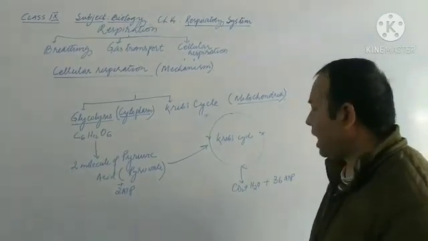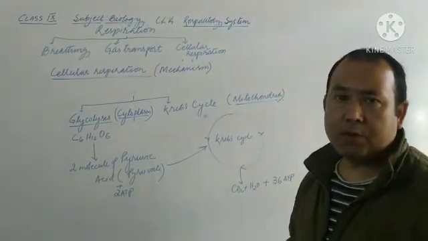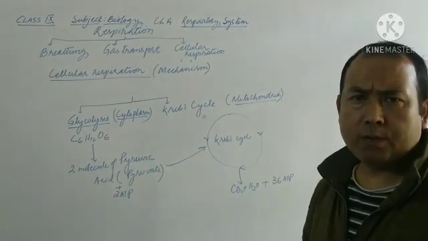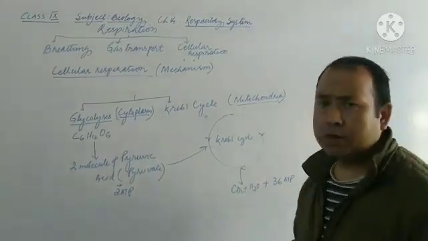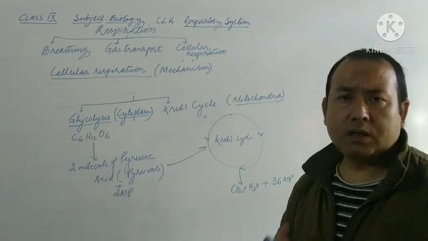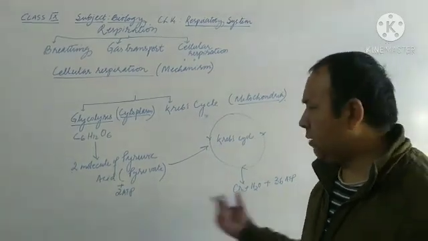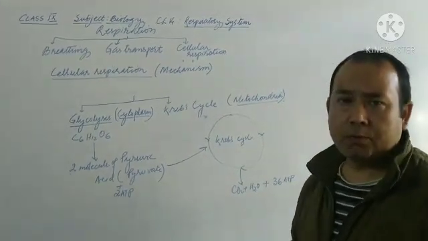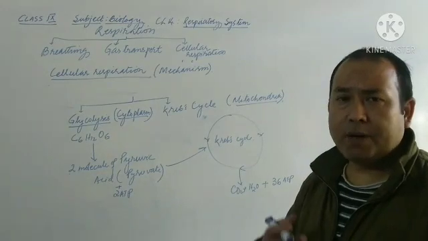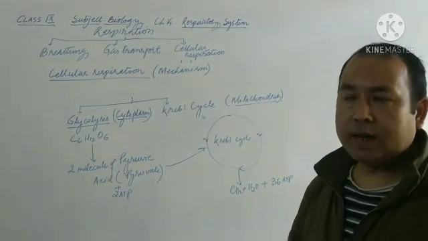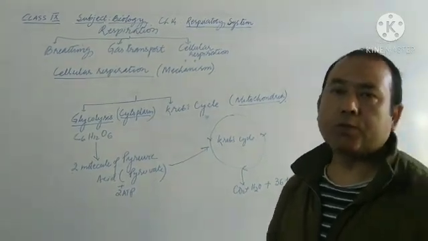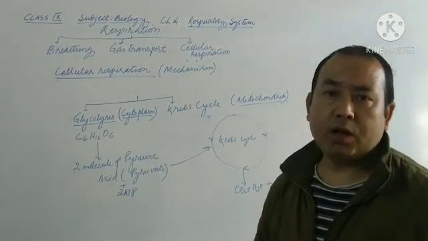You need to remember that during the formation of pyruvic acid, around 2 molecules of ATP are produced, and during the Krebs cycle, 36 ATP molecules are produced. So in total it makes 38 ATP molecules. On the complete oxidation of the food molecule, that is the glucose molecule, one molecule of glucose produces 38 ATP molecules.